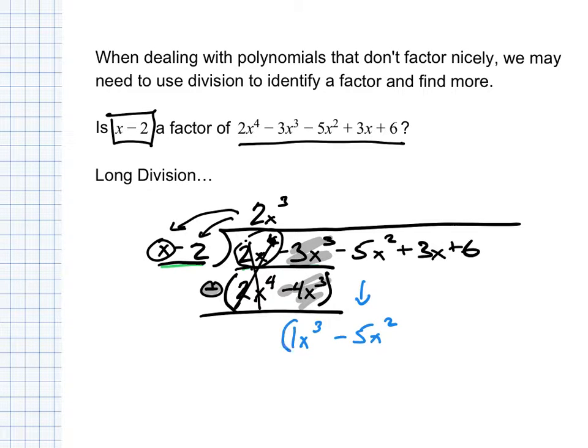I'm going to take 1x cubed, and I'm going to divide it by x. That gives me 1x squared. I will then multiply by the outside. I get 1x cubed minus 2x squared, and I will subtract.